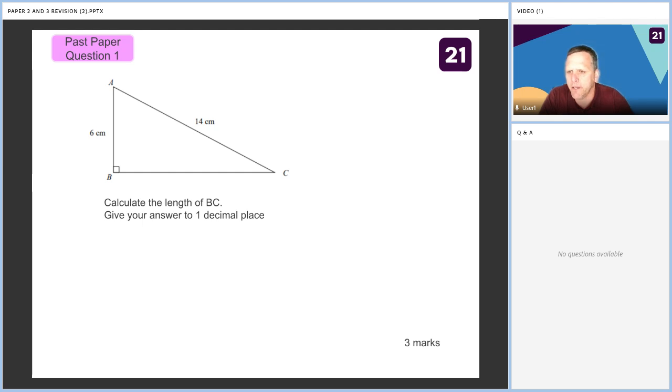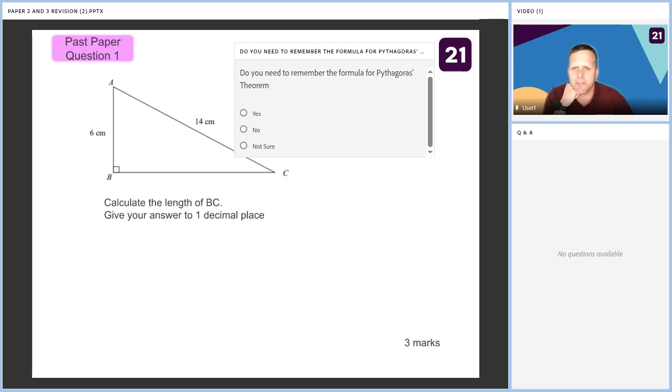But we're looking for here a length, and we have two lengths. So what should we be using in this instance? So we've got two sides and we're looking for another side. So do we have any angles involved? We don't. So if we haven't got any angles involved, then we should be thinking about? Perfect, yes, Pythagoras.